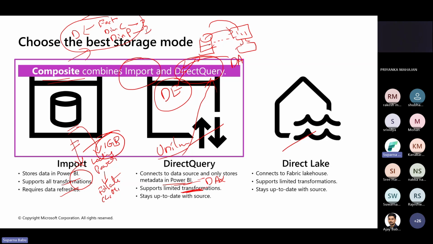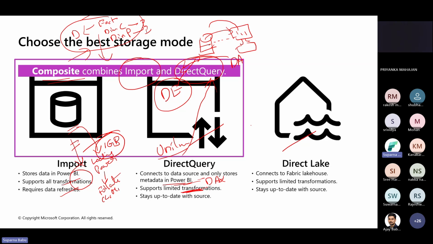The fact table is the table that has the actual business information, and in terms of storage it's a large table. Then you come to the dimension table, it's just a lookup table, so it will have a very small amount of data, and I can put this in import mode. In that case, it will act as a composite mode.